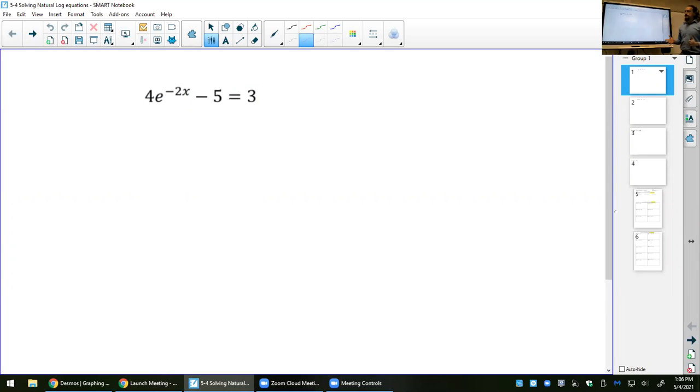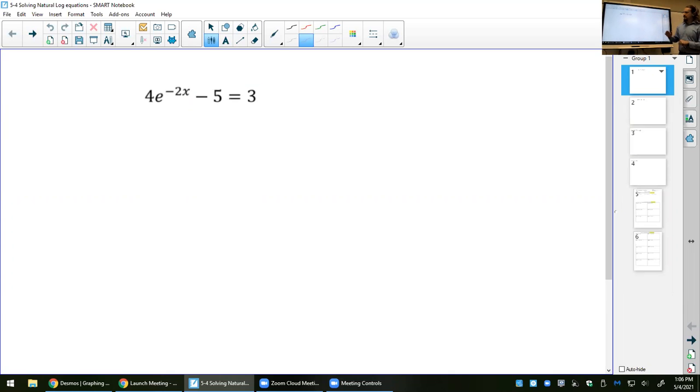So yesterday we looked at natural logarithms, how to go from an expression with a power with a base e, how to change that to a natural log, how to change a natural log back to an exponent. And now we're actually going to put that to use. So we have here 4e to the negative 2x power minus 5 equals 3. And it wants to know what is the value of x.